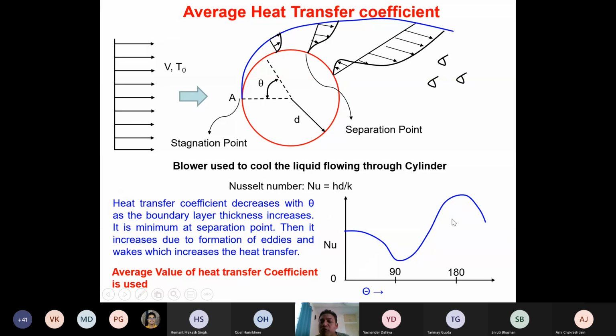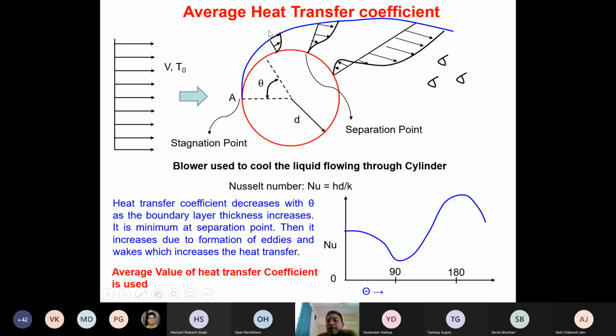In this particular figure, we want to see how my local Nusselt number NU varies as I move across this cylindrical surface, that is, how the Nusselt number is going to change as theta changes from 0 to 180 and so on. As you can see, as theta increases, that means we are moving along this direction, the boundary layer thickness is increasing.